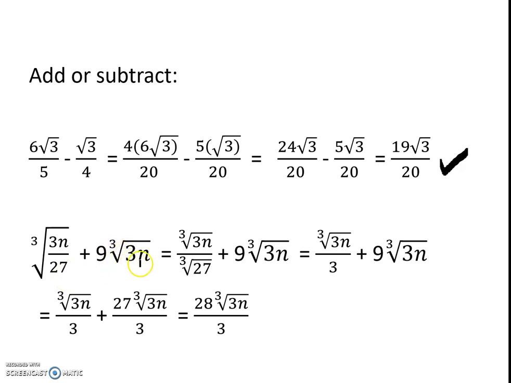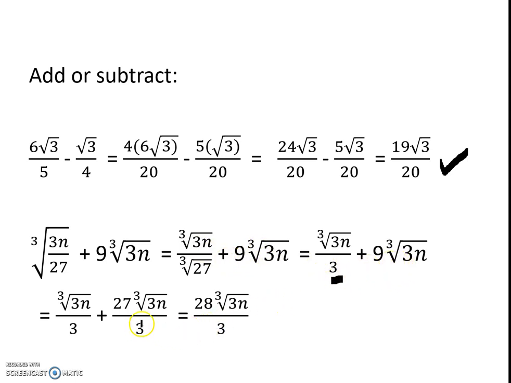Our next example is the cubic root of 3n divided by 27 plus 9 times the cube root of 3n. I can rewrite that cubic root of 3n divided by 27 as the cube root of 3n over the cube root of 27. That cube root of 27 simplifies to 3 over here. I still have the cube root of 3n on the top as a numerator. It's still plus 9 times the cube root of 3n.